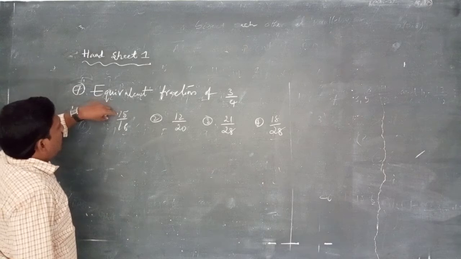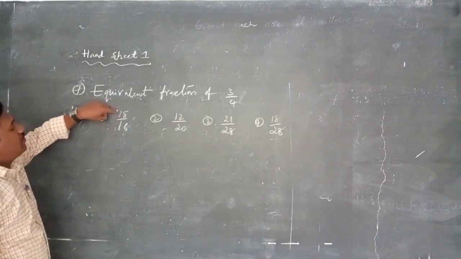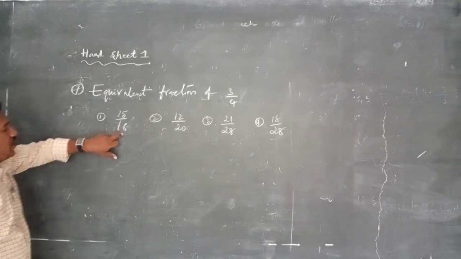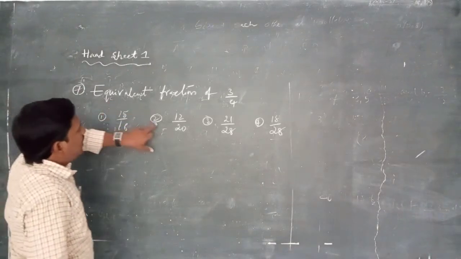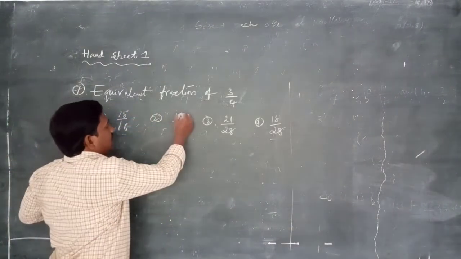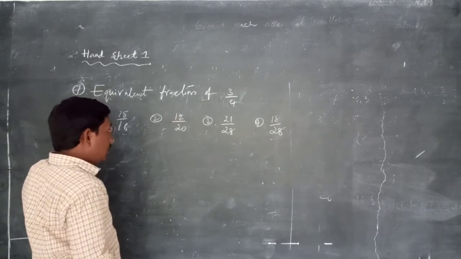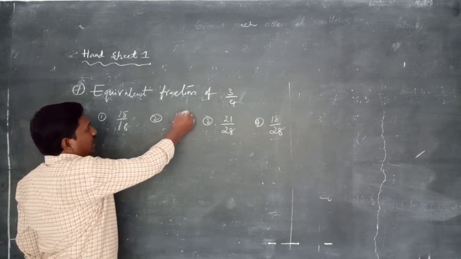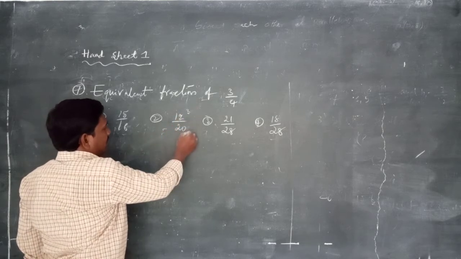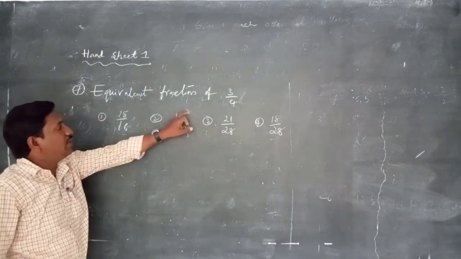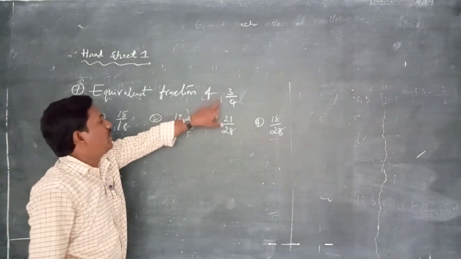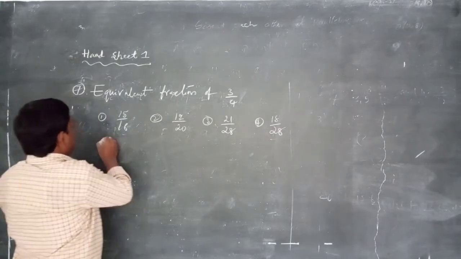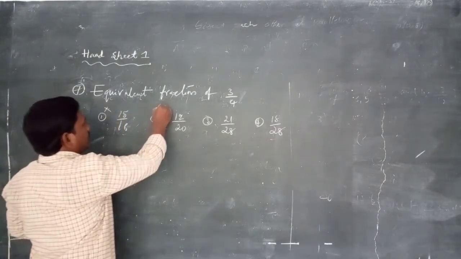Here no one table cancelling 15 by 16. So 3 table 3 times in 15, but 3 table doesn't cancel in 16. So second one. Here 4 table 3 times, 5 times. We got 3 by 5, it is not an equivalent fraction of 3 by 4. No, it is not. Okay.